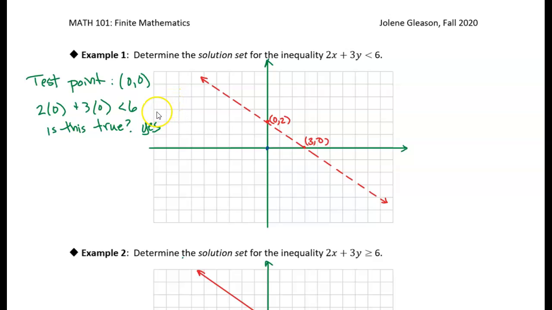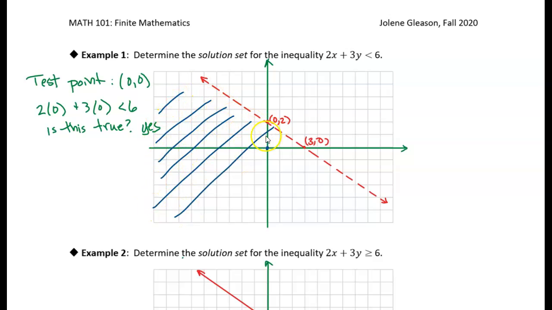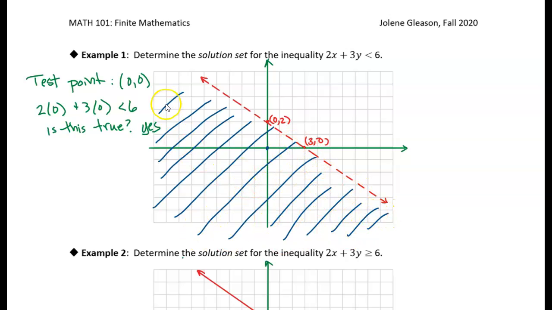And so to show our solution set, we're going to show it graphically by graphing the line and then shading the correct portion of the plane. Okay, so I'm just going to draw lines here for shading. So that's my shading. That's indicating that this half of the plane contains the points that satisfy this inequality, that make this inequality true.